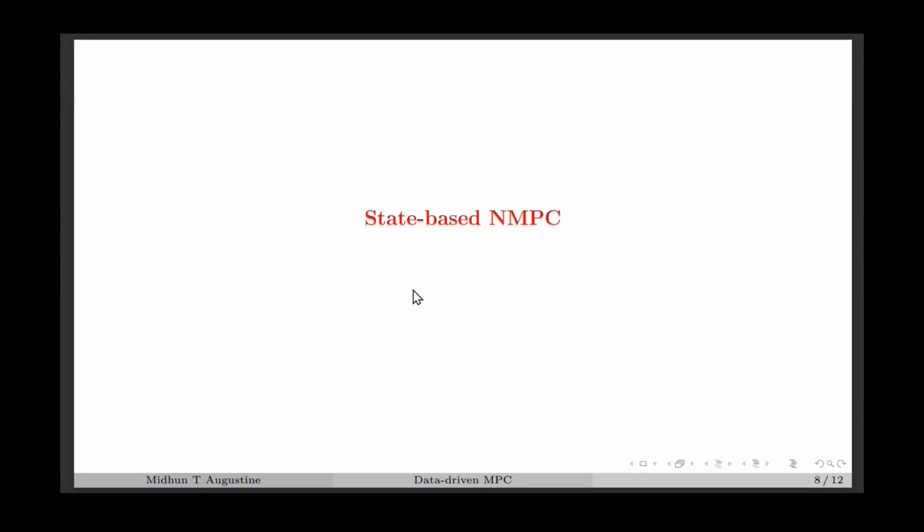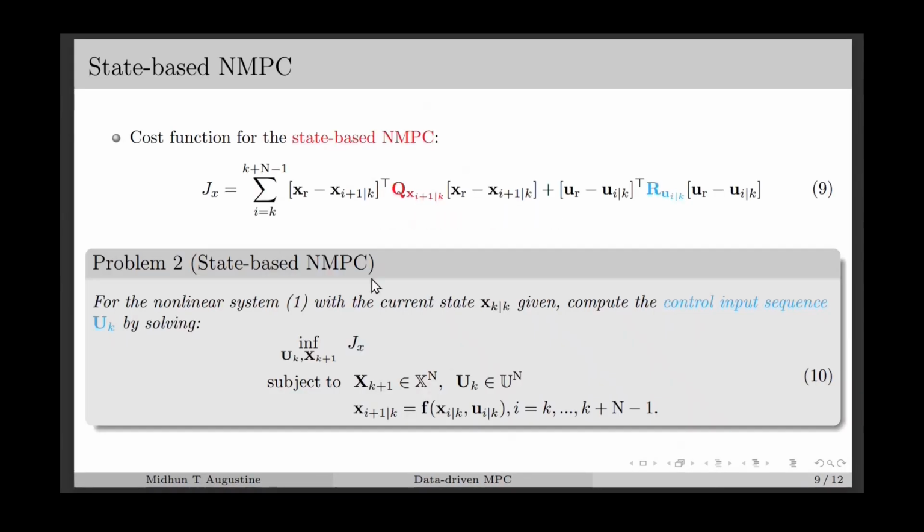Next, we move on to the state-based NMPC, and here the only difference is that the cost function will be defined using the predicted state instead of output. And similar to the LMPC setting, we can define the cost function for the state-based NMPC as in equation number 9. And here we will be having a state error term and a control error term, which will be summed over the prediction horizon. In the state-based NMPC problem, the objective is to compute the control input sequence UK, which minimizes this cost function JX subjected to the constraints.